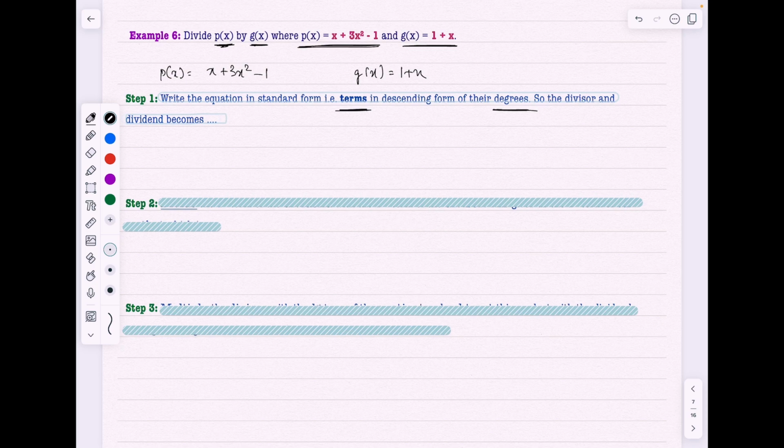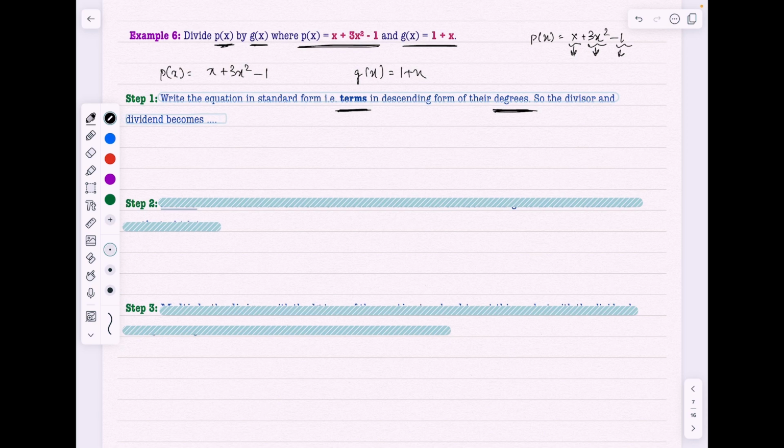If you don't know and if you are directly jumping into this video, you can go and watch that video. I will keep the link of the first video of polynomials in the description. From there you can learn about terms and degrees. Each individual term of a polynomial: see, this is given as px, x plus 3x square minus 1. So this x is one term, 3x square is another term, 1 is another term. Each individual algebraic expression is one term in a polynomial.